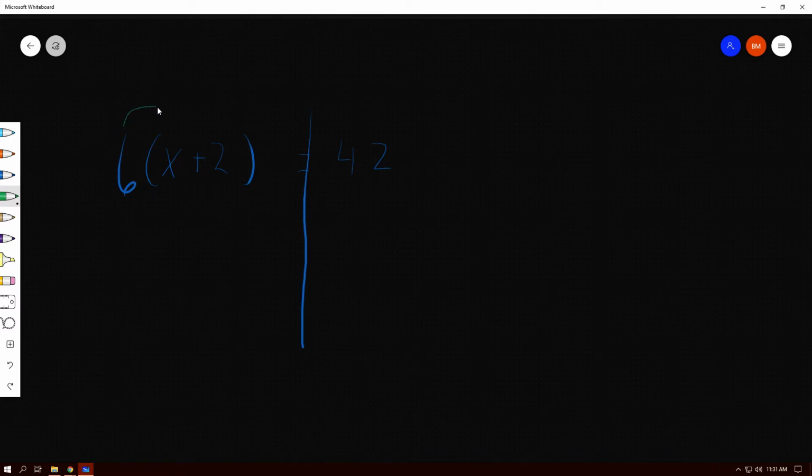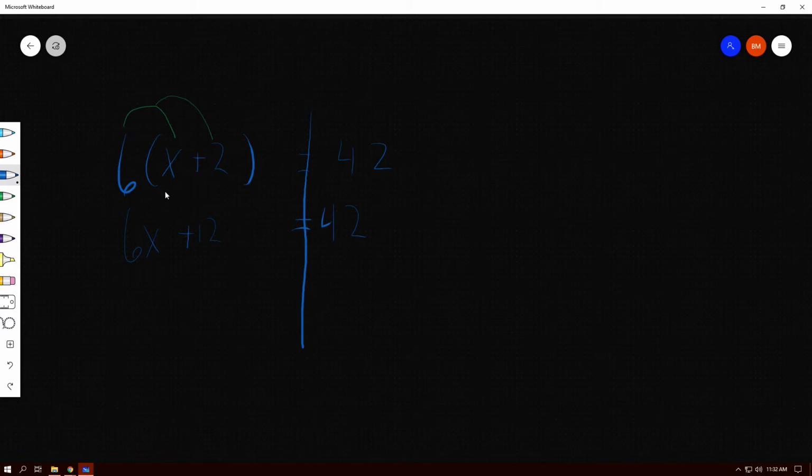So this is going to be a 6 times x and then a 6 times 2. And if there was more in this parentheses, I would multiply that 6 by everything. I'm distributing it to everything. So 6 times x is 6x. 6 times 2 is 12. And then my right side, there's nothing for me to do, so I'm just going to leave it as 42. All right, so we have 6x plus 12 equals 42.